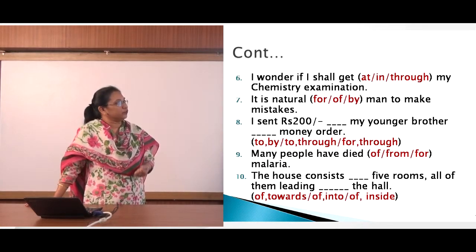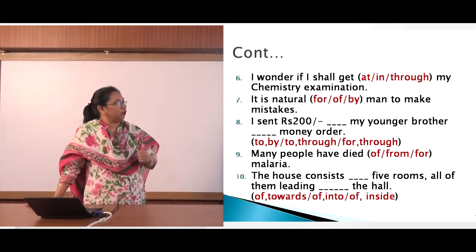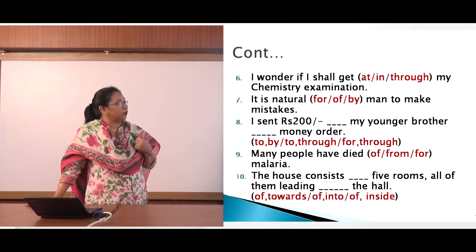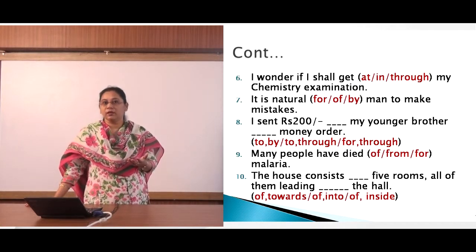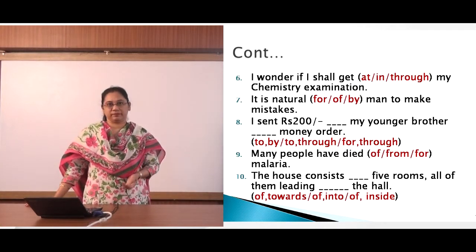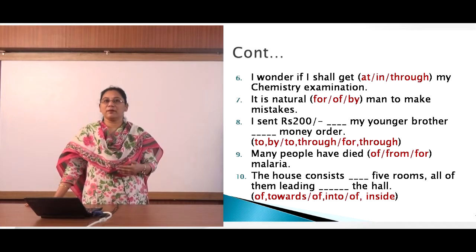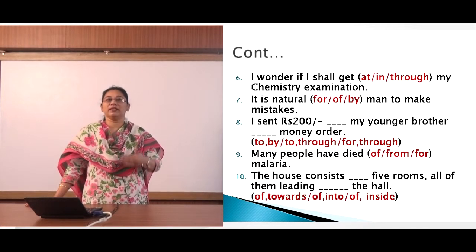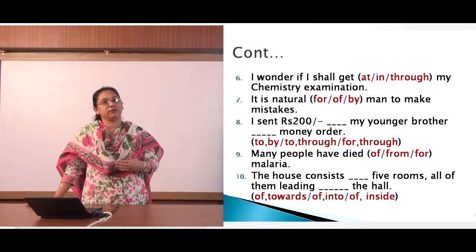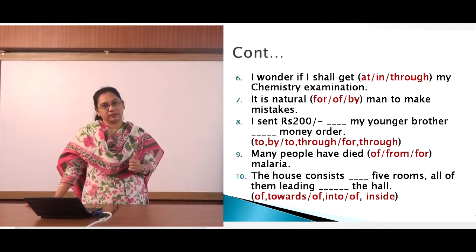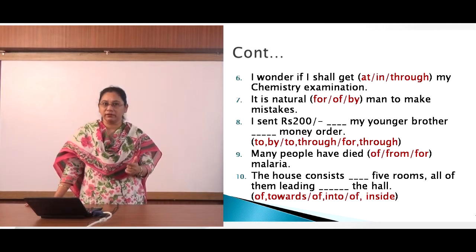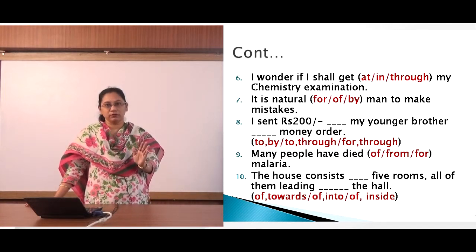It is natural for man to make mistakes, or of man to make mistakes, or by man to make mistakes. All of them apparently seem right, but which of them is most appropriate? If all of them seem appropriate to you, then that is definitely an MTI problem or mother tongue influence that you are suffering from. All right. So it is natural of man to make mistakes. That's the right answer. Of man to make mistakes, not for or by.